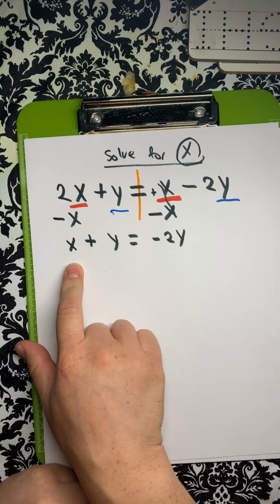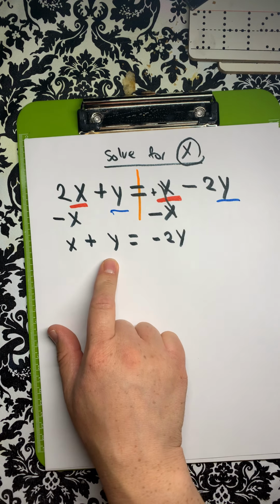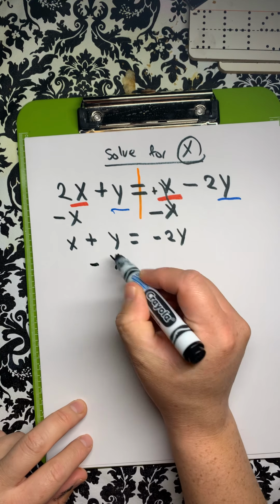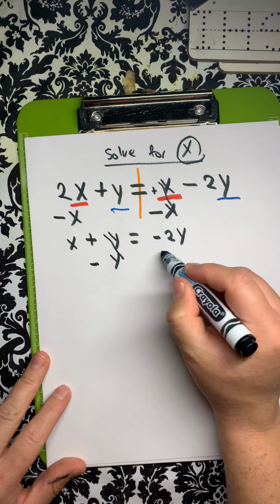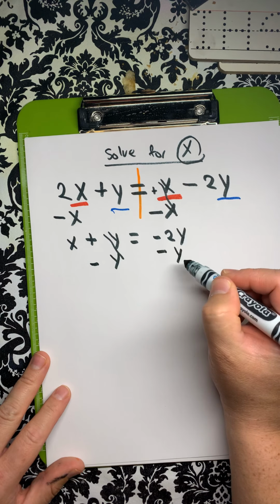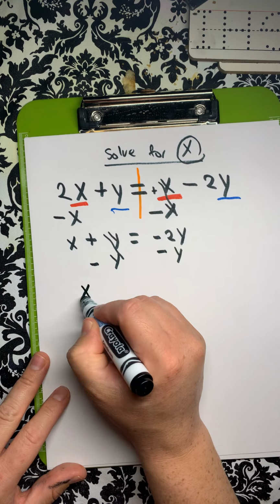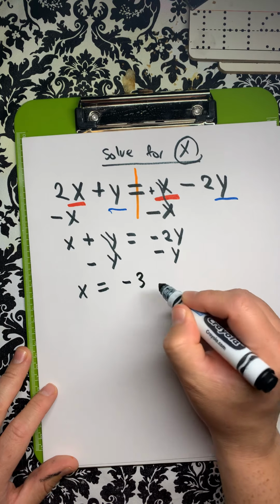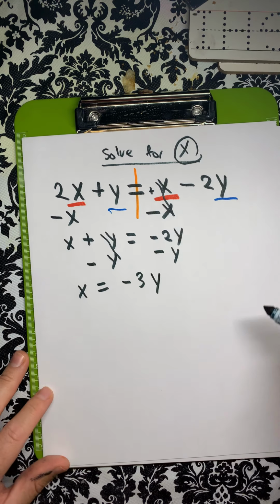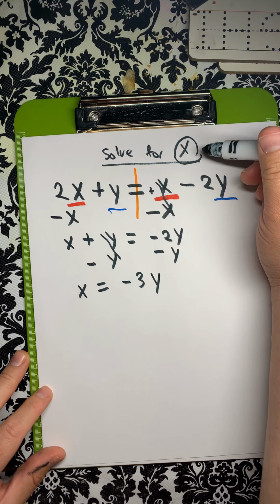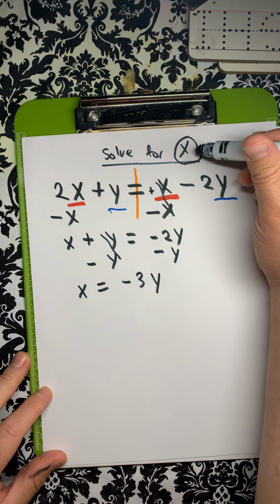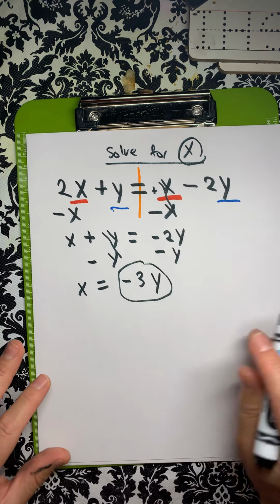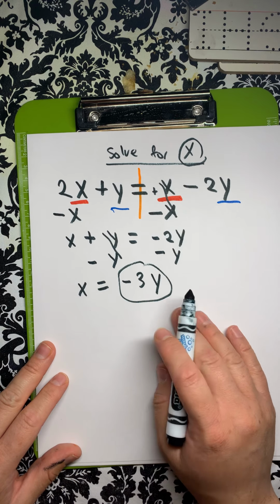So we already have an isolated x. Now we have to get rid of this y here. Since this is a positive y, we're going to do a negative y. Those cancel out. Now we're going to do a negative y right here. We're left with x equals negative 3y. And in this specific instance, because we were solving for x specifically, this is your answer, the whole thing. You cannot go any further because we don't know what x equals. We also don't know what y equals.